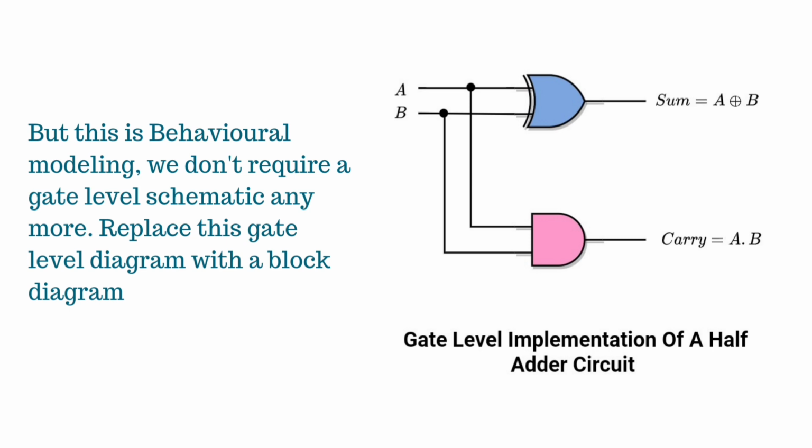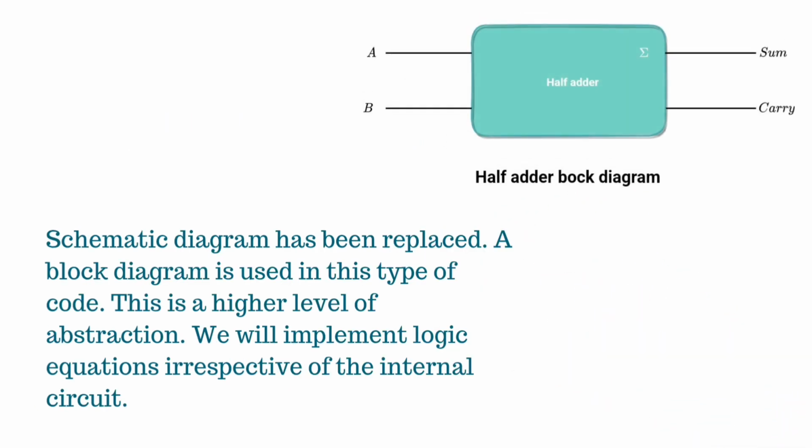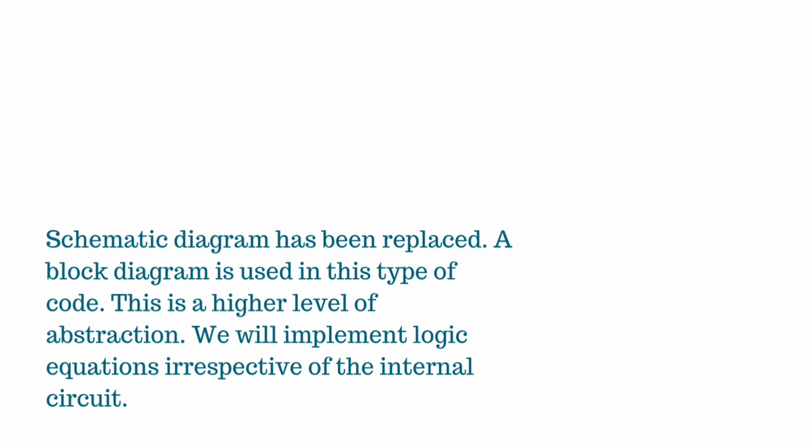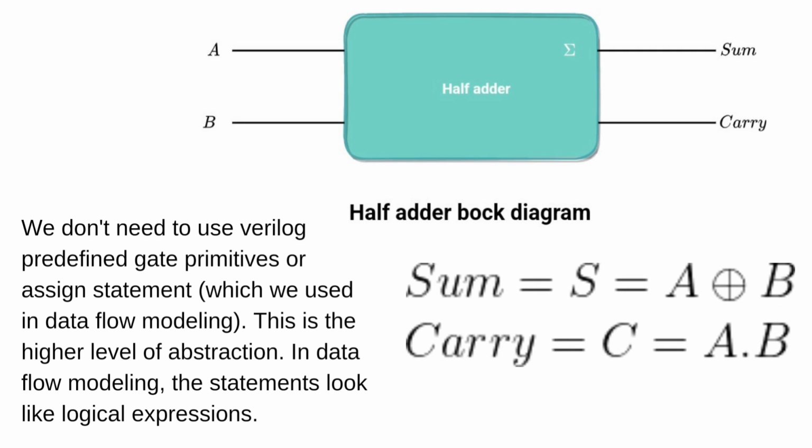This is a higher level of abstraction, and we don't need to get a schematic of the circuit or the logic. We replace this gate level schematic with the block diagram. Here we use logic equations irrespective of the internal circuit. The code remains the same, just we add an always block and some other rules for this behavioral modeling.